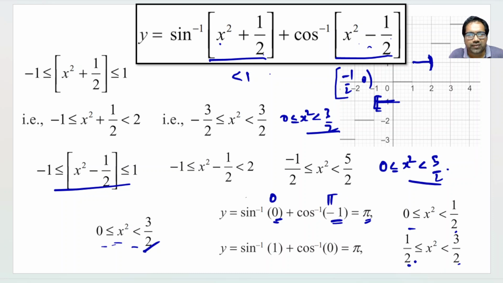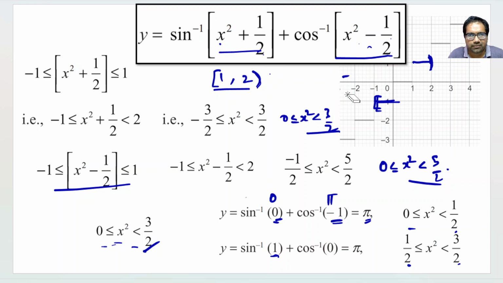Okay. Now between half and 3 by 2. Half less than or equal to x squared less than 3 by 2. So x squared plus half will be between 1 and 2, right, between 1 and 2. So the greatest integer function of this will always be 1, right? Because 2 is not included. So this value is lying between 1 and 2, so the greatest integer function will be 1.